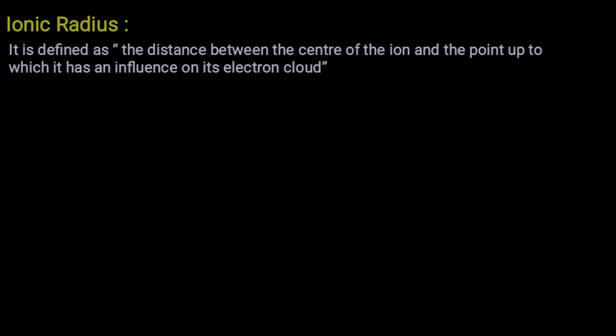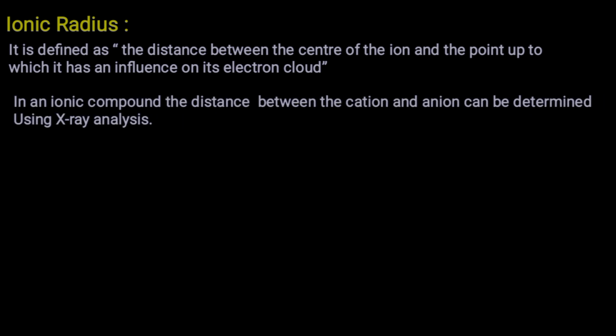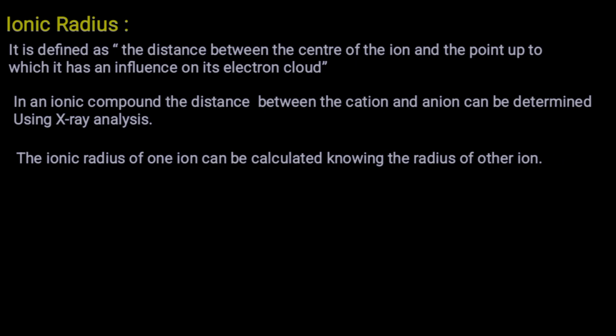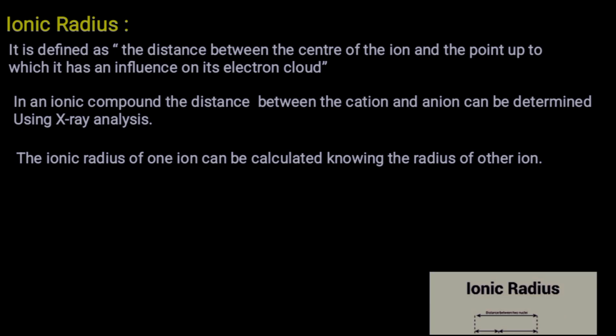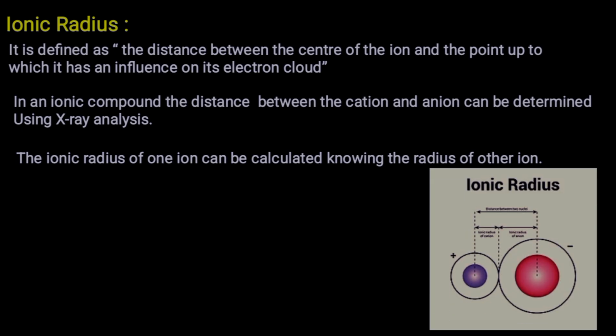Next, what is ionic radius? Another important definition we have: the distance between the center of the ion to the point up to which it has influence on its electron cloud. Actually, it should be calculated using X-ray analysis. In this, the ionic radius of one ion can be calculated knowing the radius of another one. If you see the picture diagram, the ionic radius of a cation is definitely smaller than an anion, so the cation is shown small in size, the anion shown big in size.